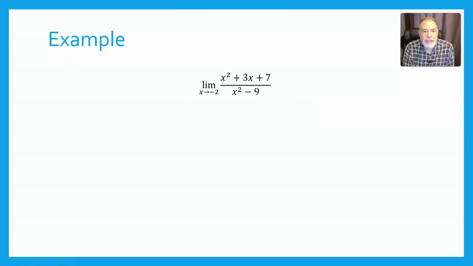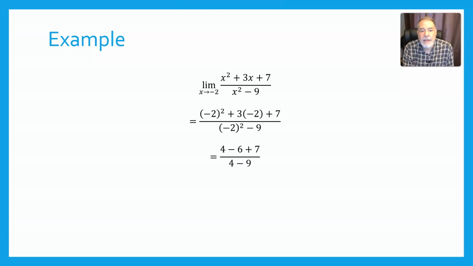And here's an example of a rational function. What's the limit as x approaches negative 2 of x squared plus 3x plus 7 over x squared minus 9? Well, if you evaluate that when x is negative 2, on top you get negative 2 squared plus 3 times negative 2 plus 7. And on the bottom you get negative 2 squared minus 9. So on top, 4 minus 6 plus 7 is negative 2 plus 7, that's 5. On the bottom, 4 minus 9 is negative 5. And 5 over negative 5 is negative 1. So that's what that limit is.